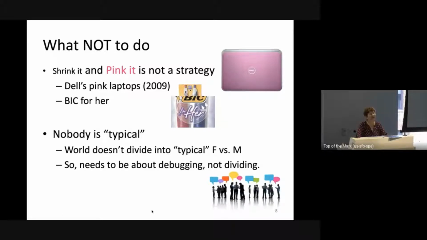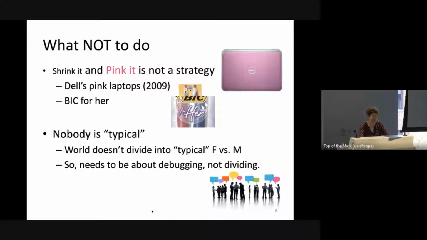And here is one reason, one of so many reasons why that can't work. It's because nobody is typical. And so the world just doesn't divide into typical females and males or women and men or anything else. No matter how you try to come up with a version of something for men and something for women, or something for short people and something for tall people, or any kind of binary thing, most people don't really fit in either side. So you can't really do that.